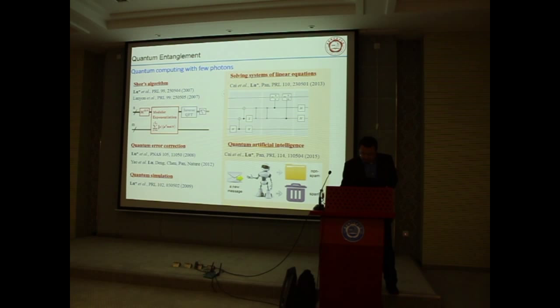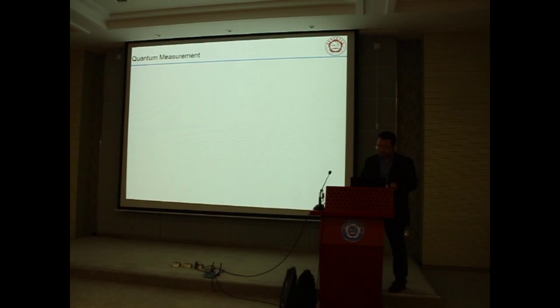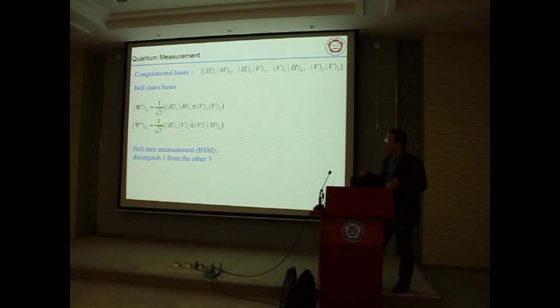Okay, the second condition is about quantum measurement. For a 2-qubit system, we can use the computational basis. Also, we can use another basis, the Bell state basis. And the Bell state measurement will distinguish one Bell state from the other three. For example, we can use a beam splitter to accomplish this.